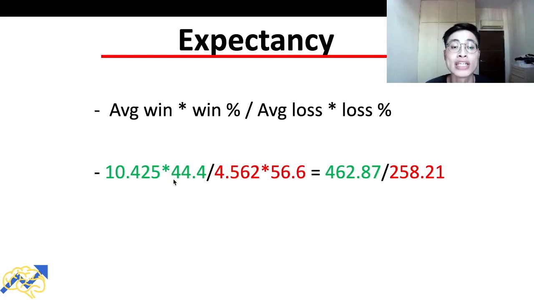So just now in the previous example, we calculated that the average percentage gain was 10.425%. And the win rate or betting average was 44.4%. The average loss we also calculated was 4.562%, and the losing percentage is 56.6%. So how do we arrive at 56.6%? We take 100% minus the win rate, and that gives us the losing rate, which is 56.6%. So if we calculate all of that, we get 462.87 divided by 258.21, and that gives us a number of 1.79. So is the trader in this example profitable? Yes, the trader is profitable. Why? Because his expectancy is positive, right? As we have talked about just now, an expectancy of greater than 1 is positive, which means that the trader is profitable. So that's how you calculate expectancy and the profitability of a trader in the stock market.